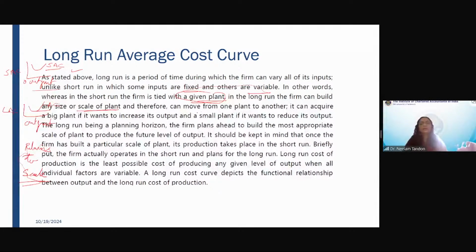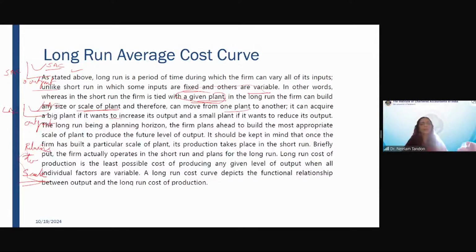Okay, you can move from one plant to the other. You can have expansion not only within the place, but you can move from one to the other, into different verticals. Let's say ITC is producing so many things. Tata is producing so many products. So you can expand your business. You can move from one plant to another in the long term.